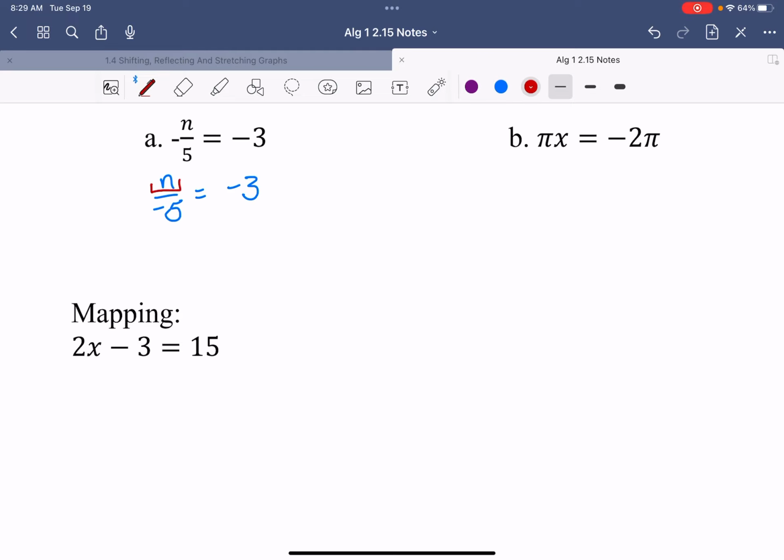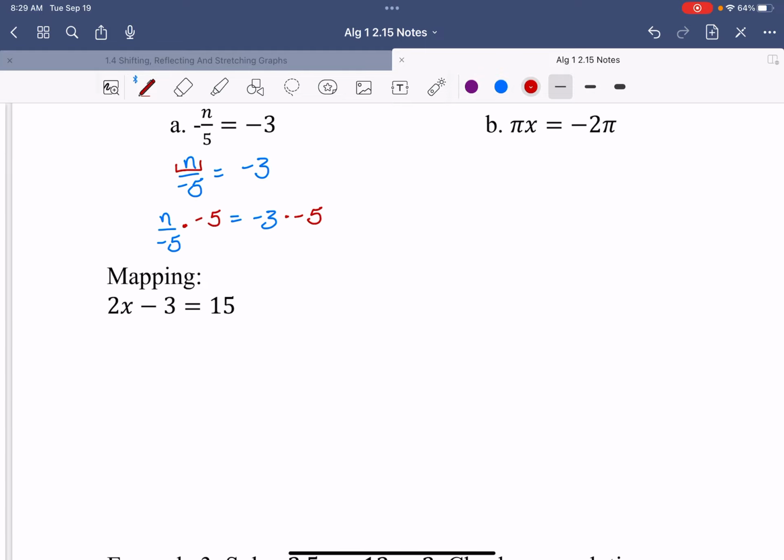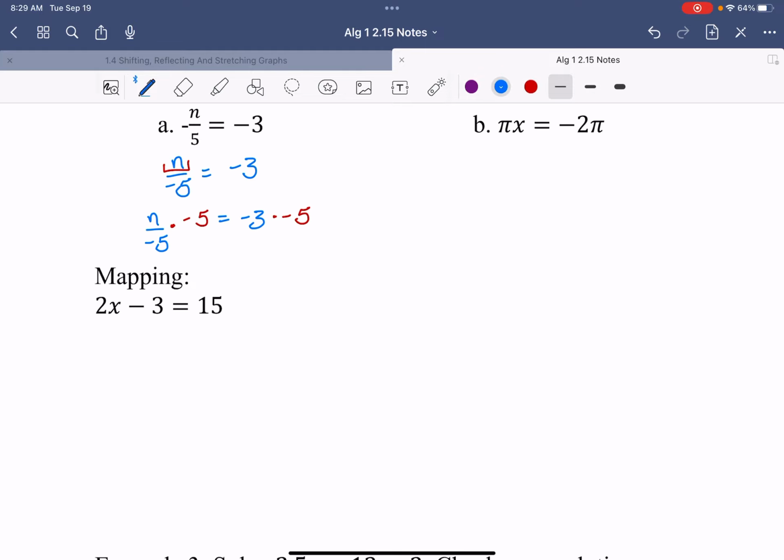What is happening to n? If I knew what n was, what would I do to it? Divide by negative 5. What's the opposite of dividing by negative 5? The opposite of divide is multiply, so I need to take both sides, this side, multiply by negative 5. The other side, multiply by negative 5. Okay, so now if I multiply this out, this is negative 5 over 1.